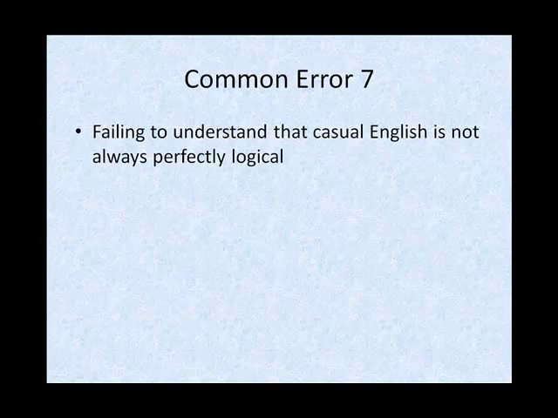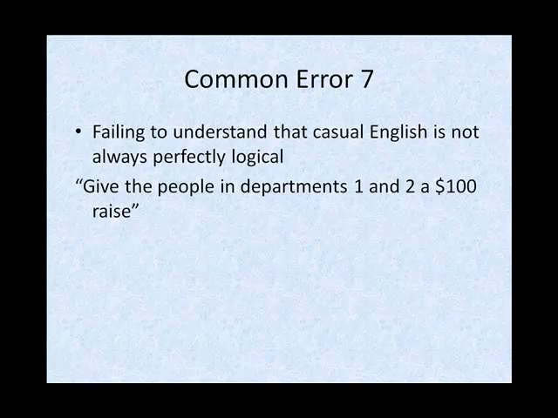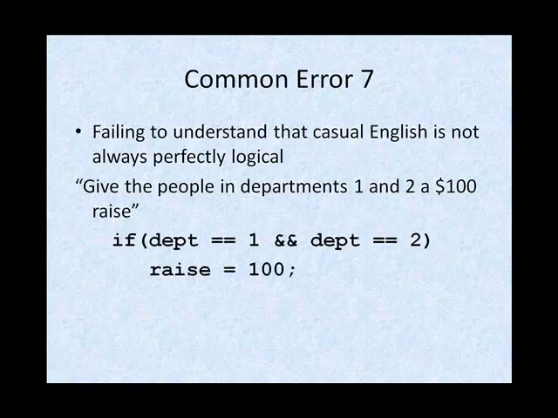Errors can arise when you fail to understand that casual English is not always perfectly logical. For example, you might get a request from your boss, such as, give the people in departments 1 and 2 a $100 raise. The word and appears in this request, so you might be tempted to write code like this: if department is 1 and department is 2, raise equals $100. But this statement can never be true. Department can never be 1 and 2 at the same time.